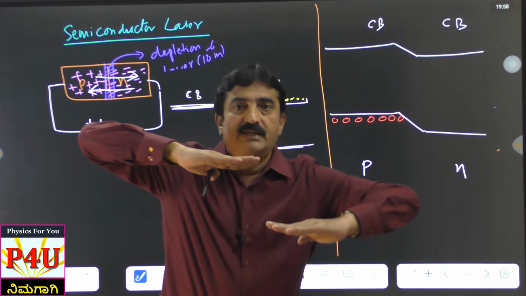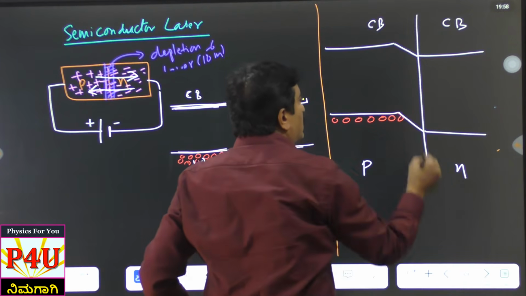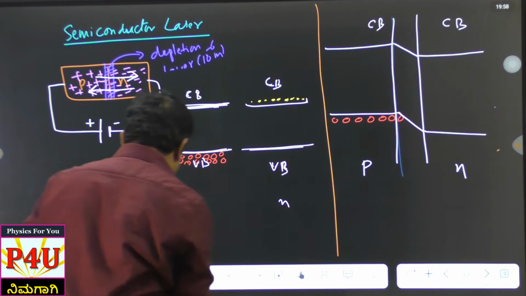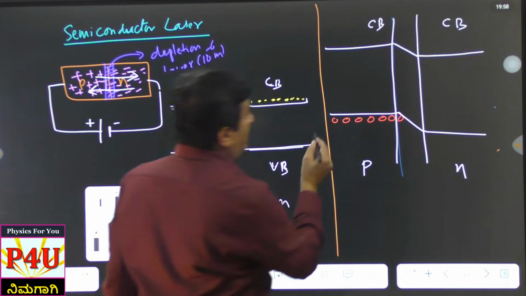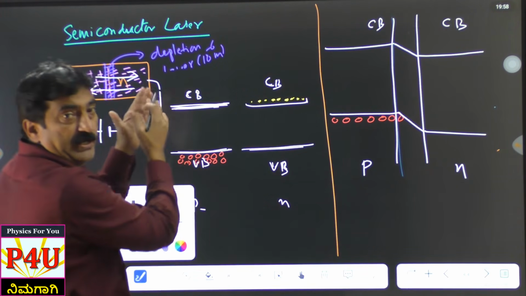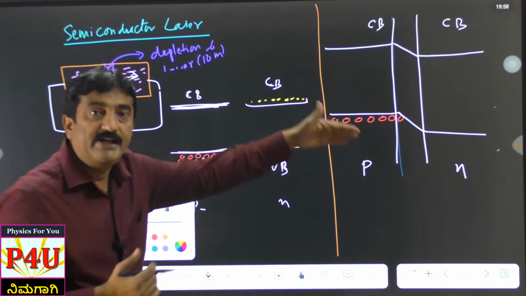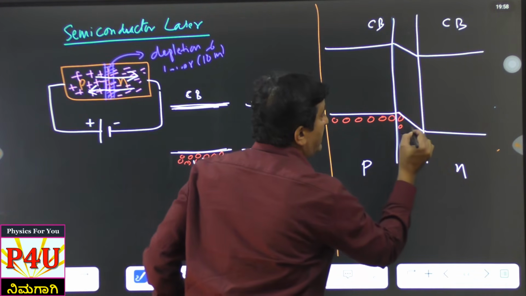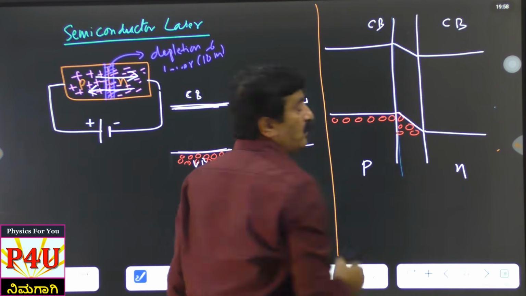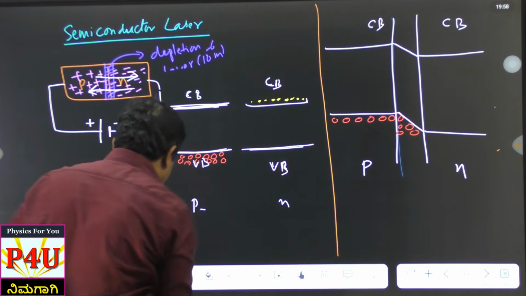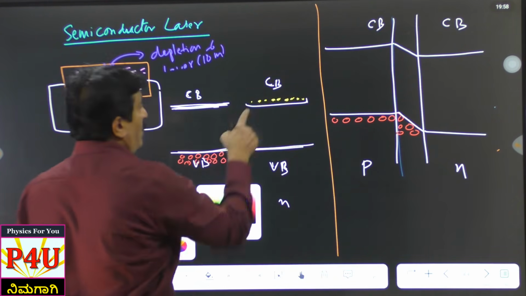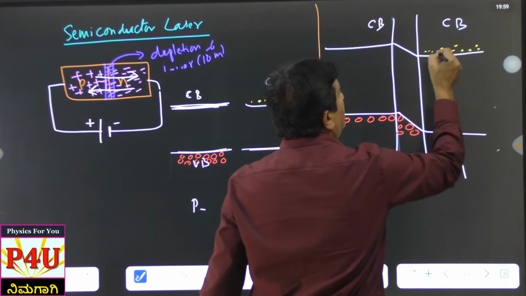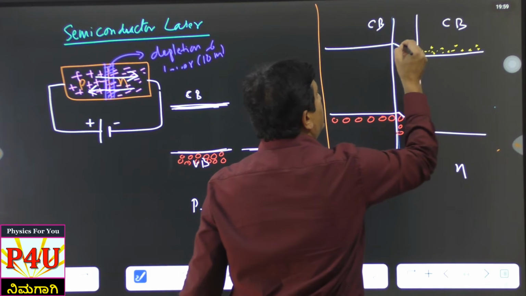So this is the biased condition. From here to here I have what is called the depletion layer. Because of the depletion layer formation, holes will enter from the P side to the N side. So some holes will enter into this region. Similarly, there I have electrons, and some of the electrons will enter this region.